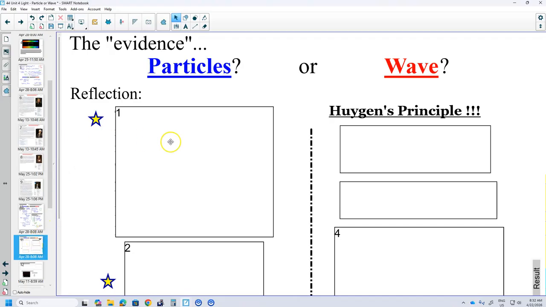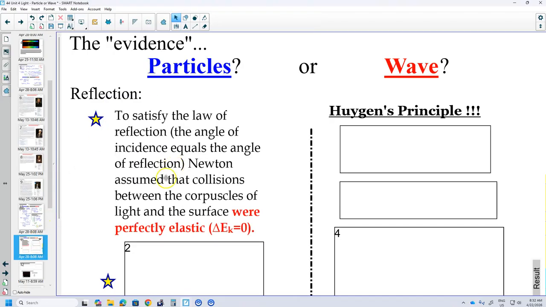Okay. So let's look at reflections. So to satisfy the law of reflection, angle of incidence equals angle of reflection. Newton did this with collisions, and so basically he said, corpuscles was his name for particles of light for some reason. It was a different time, but yeah.